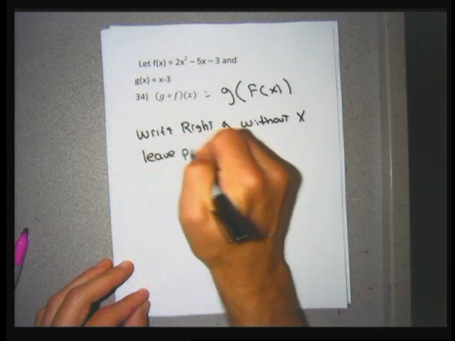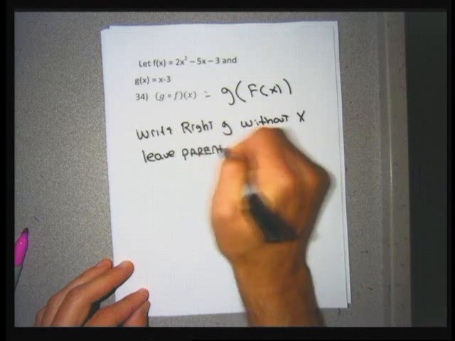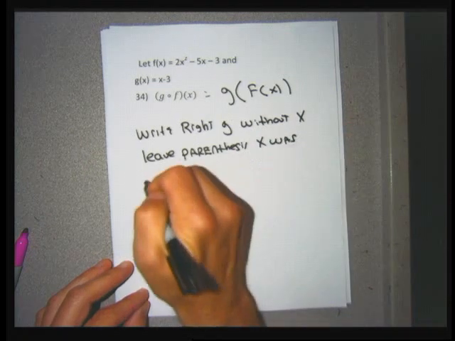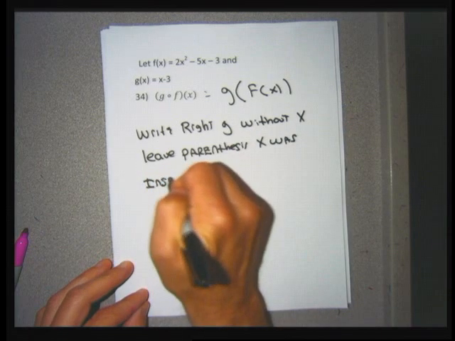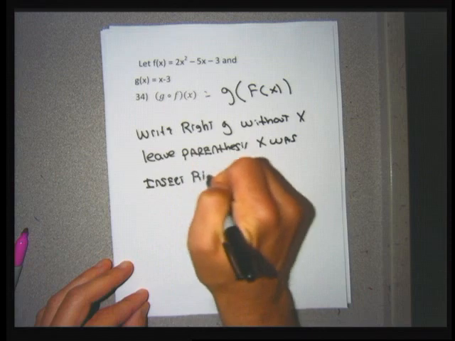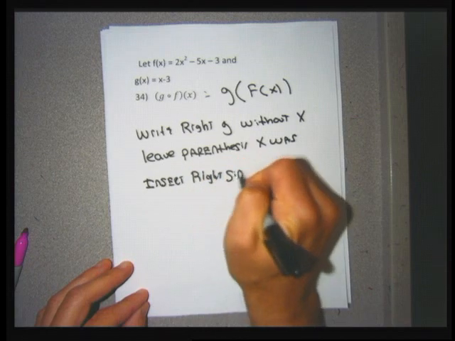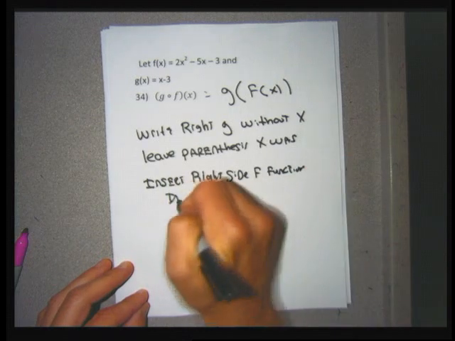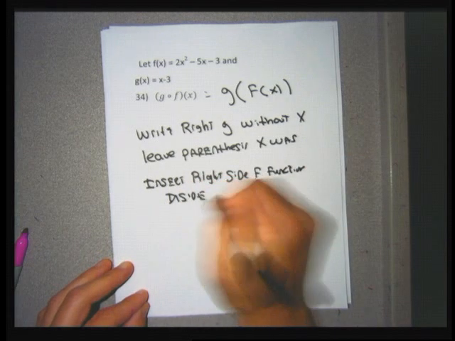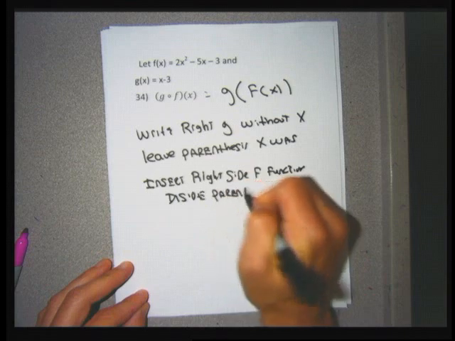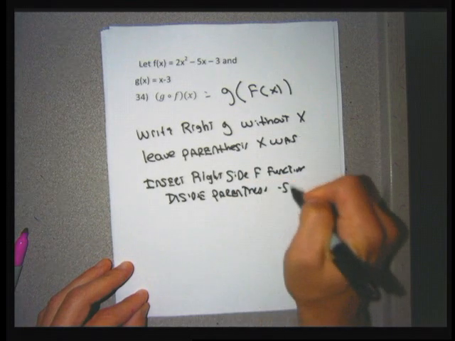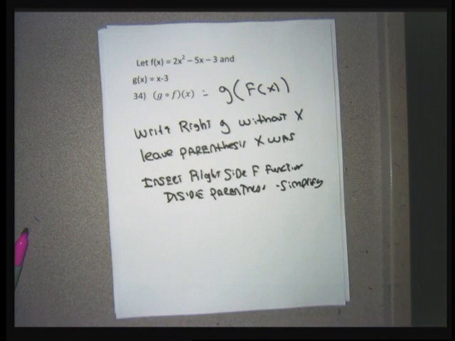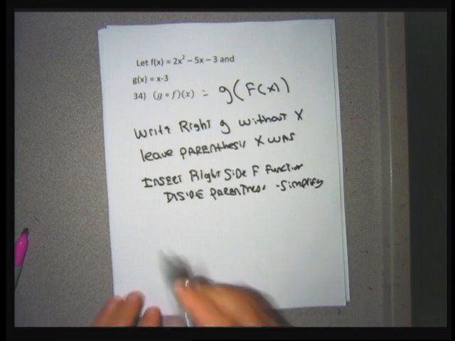I'm going to leave a parentheses where the x was, and then I'm going to insert the right side of the f function inside the parentheses and simplify. So it's 3 steps, but you won't see the 3 steps because I can do them all in one big line.